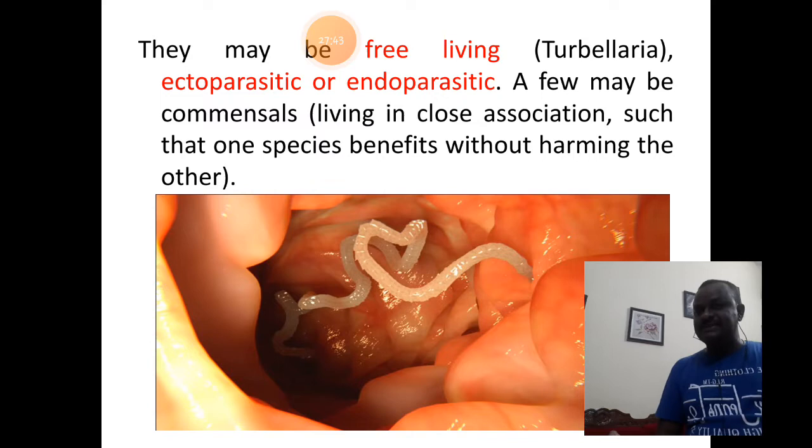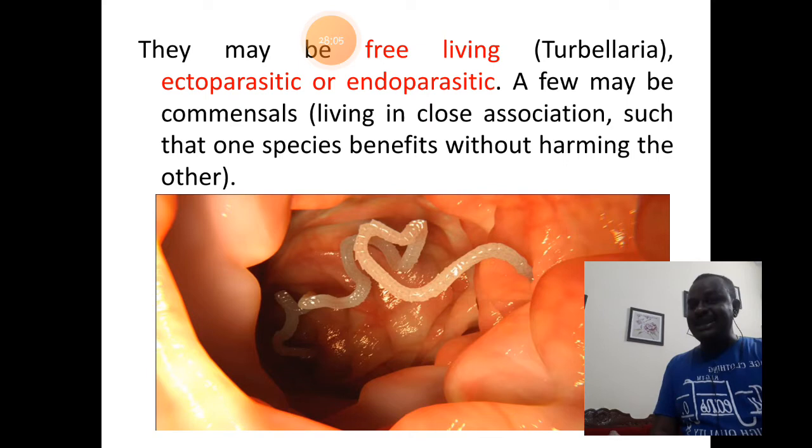Ecto means outside, endo means inside. So ectoparasites are organisms which live outside the body of the host. Endoparasites are organisms that live inside the body of the host. Here in the diagram below, you can see a tapeworm attached to the small intestine of a human. So it is an endoparasite. It lives within the body of the host.